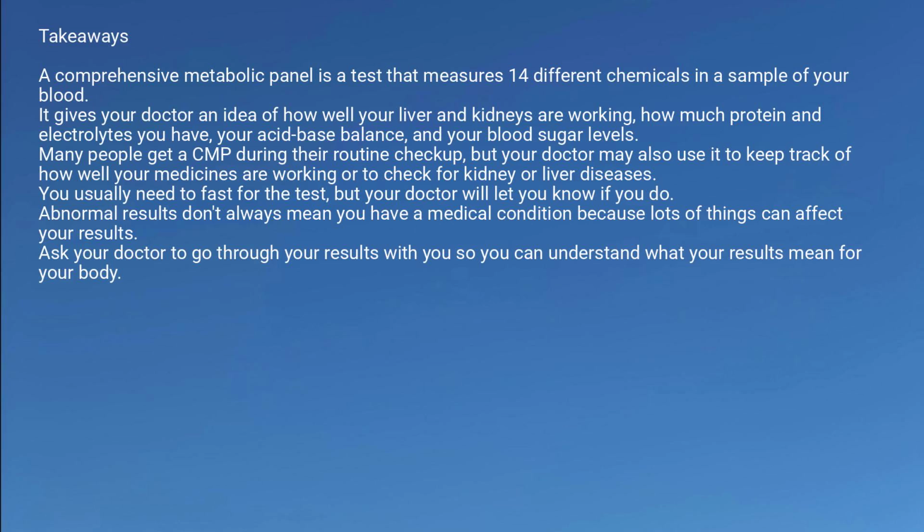Takeaways. A comprehensive metabolic panel is a test that measures 14 different chemicals in a sample of your blood. It gives your doctor an idea of how well your liver and kidneys are working, how much protein and electrolytes you have, your acid-base balance, and your blood sugar levels. Many people get a CMP during their routine checkup, but your doctor may also use it to keep track of how well your medicines are working or to check for kidney or liver diseases.